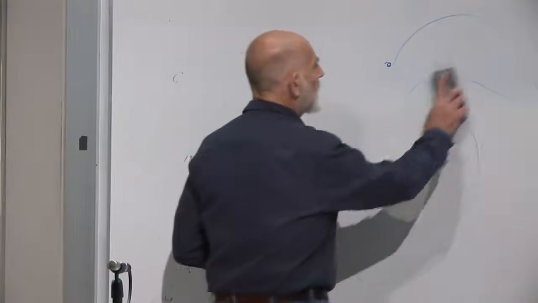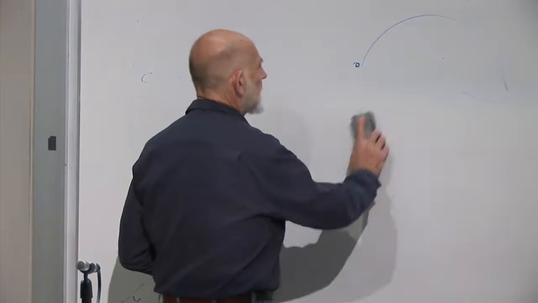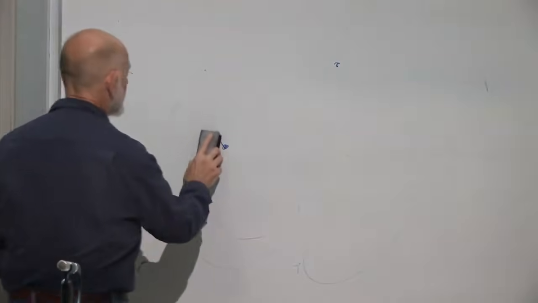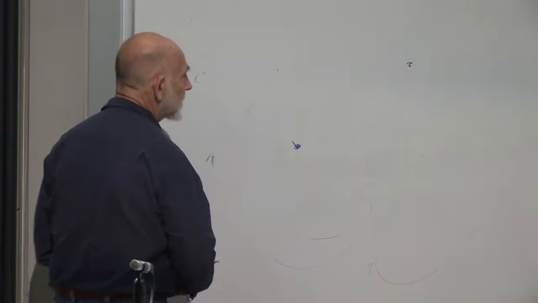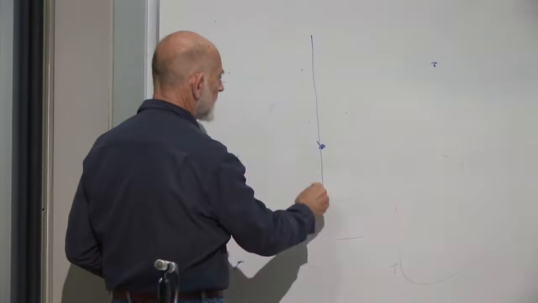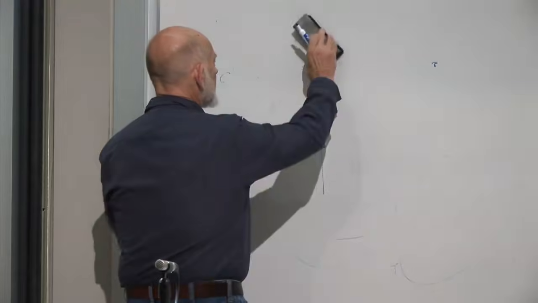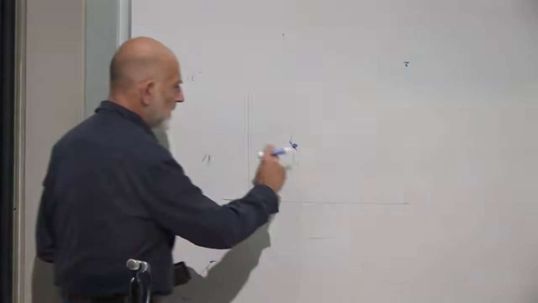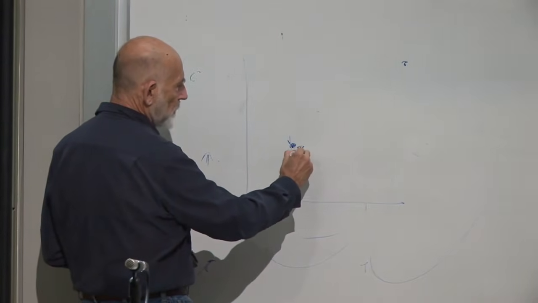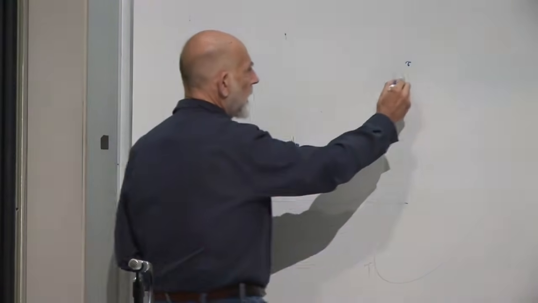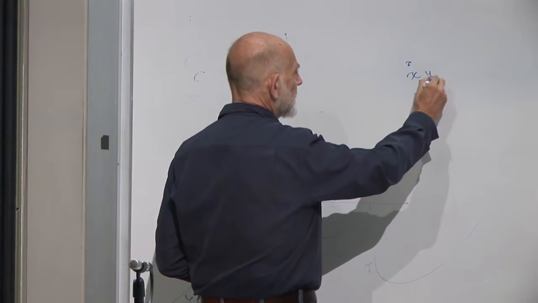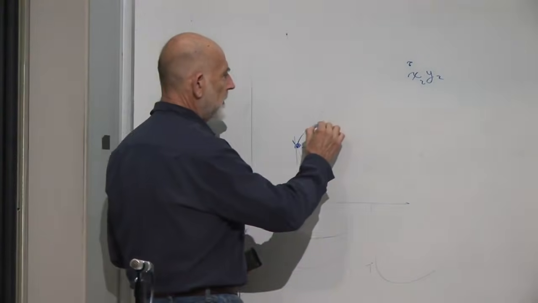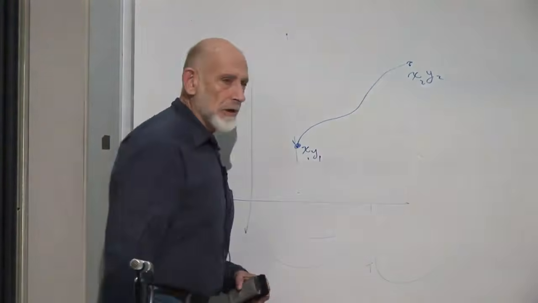Let's see if we can set that question up mathematically. So I'll put the origin over here. We have 2 points. This is x1 and y1. This is x2 and y2. And I want to find the curve, here's the curve, which minimizes the distance between them.